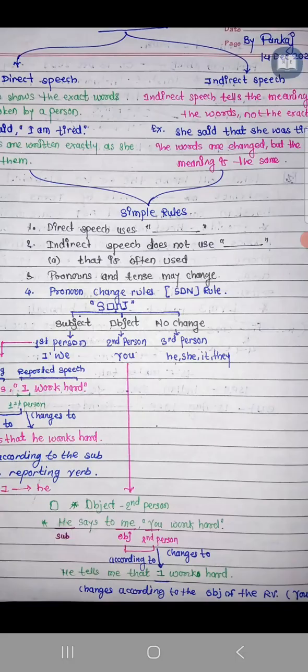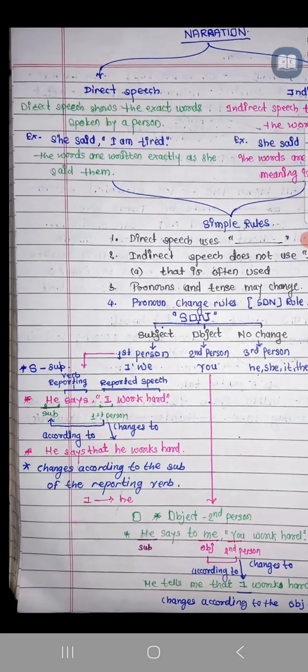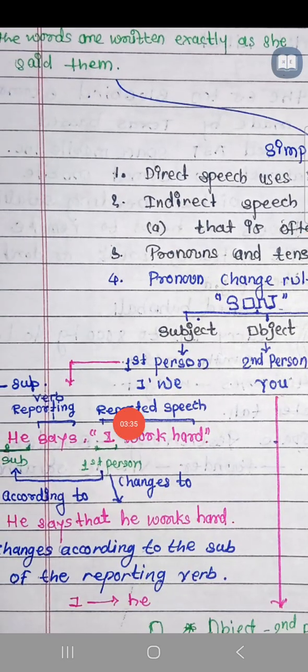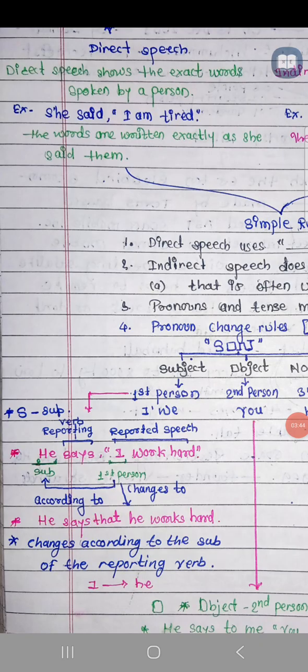So I is changed into you, and you is changed into I. It changes according to the object of the reporting verb. Direct speech has a reporting verb and a reported speech. A reporting verb means who speaks, and reported speech means what he speaks about, on which point. That is called reported speech.